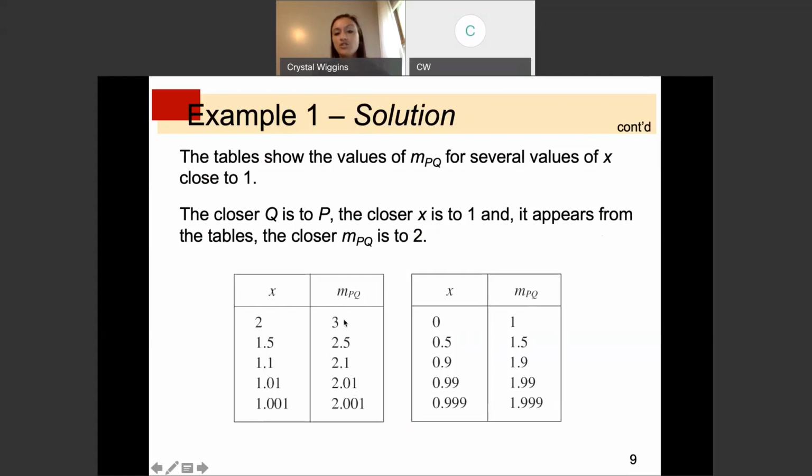And notice the trend. Once we build this chart, I can see that 3 is quite different from what I'm approaching as the slope as a tangent line. And it seems to be approaching 2, but to be completely sure, you also want to check secant lines on the other side of the point.